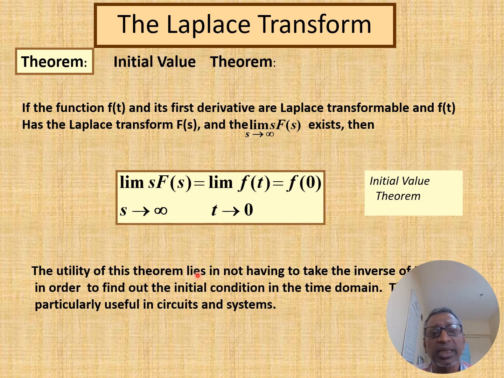And we have the initial value theorem. It says if the function f(t) and its first derivative are Laplace transformable, and f(t) has a Laplace transform F(s), and the limit as s tends to infinity of s F(s) exists, then the limit of s F(s) as s tends to infinity is the same as the limit of f(t) as t tends to 0, and that is equal to f(0). So the utility of this theorem lies in not having to take the inverse of the transform in order to find out the initial conditions in the time domain. This is particularly useful in circuits and systems.